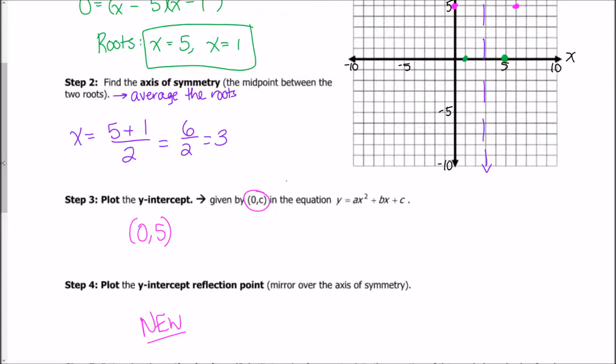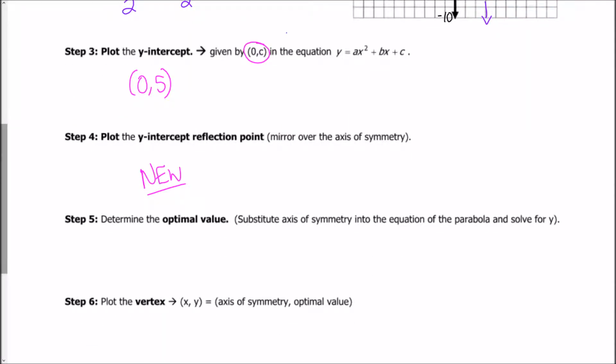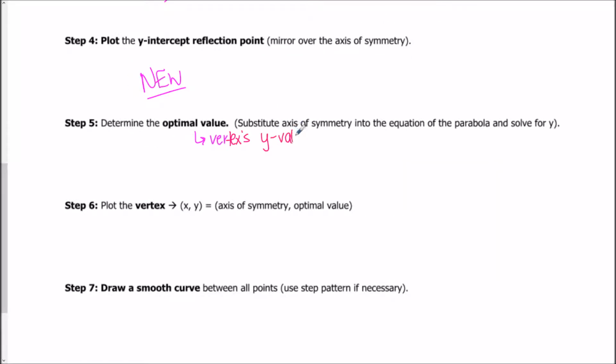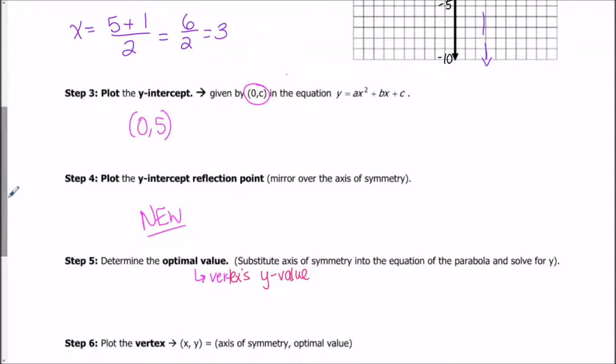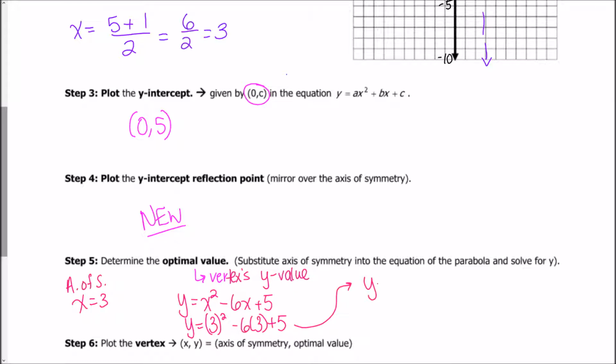Okay? All right, now step 5 says to determine the optimal value. Pretty much, we're just trying to find the vertex. So it's pretty much the vertex's y value. Okay, so we figured out here that our vertex is going to occur when x equals 3, or our axis of symmetry is going to occur when x equals 3, and we know that the equation is y equals x squared minus 6x plus 5. So I'm going to say y equals 3 squared minus 6 times 3 plus 5. And when I evaluate that, 3 squared is 9, 6 times 3 is 18, plus 5, so 9 minus 18 is negative 9 plus 5, so y equals negative 4.